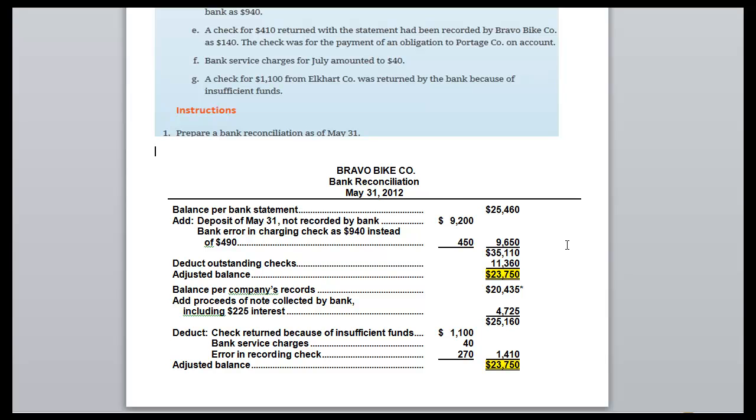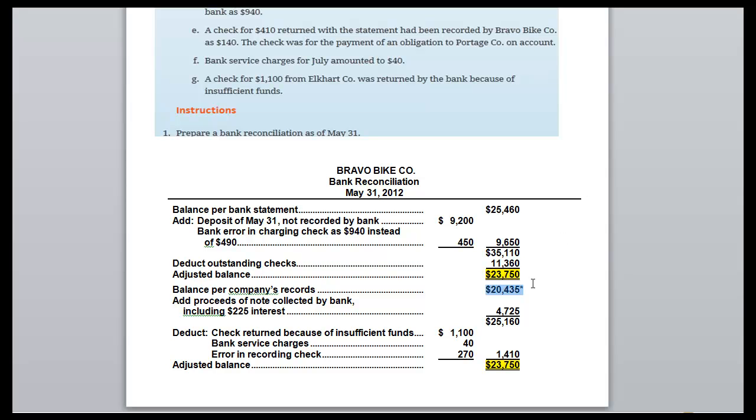Okay, so this is what our finished bank reconciliation is going to look like. We're going to start with the balance per the bank statement that's given to us, and we're going to start with the balance per our books. We're going to have to calculate that. I'll show you how to do that in just a second.